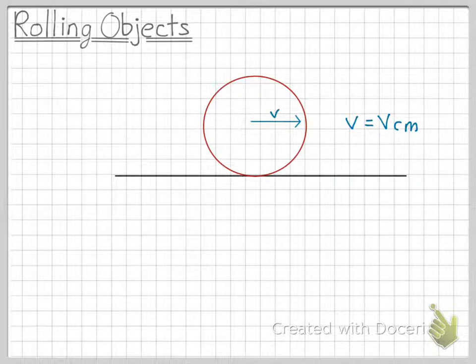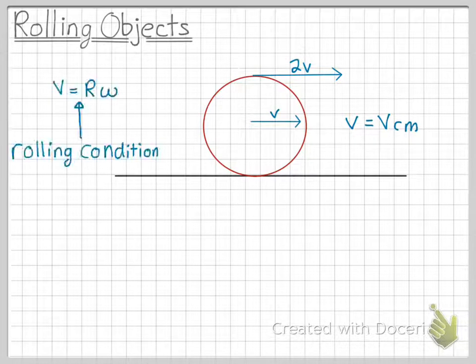We have a disk here that is rolling, and the center of mass is traveling at a velocity of v, which means that the outside of the disk is traveling at a velocity of 2v. And this is because the top of the disk is a distance of 1 diameter or 2 radii away from the contact point, which is our axis of rotation. And the point in the center, or the center of mass, is only 1 radius away from the contact point, which is also our axis of rotation.